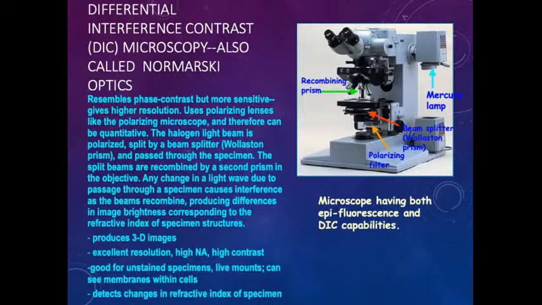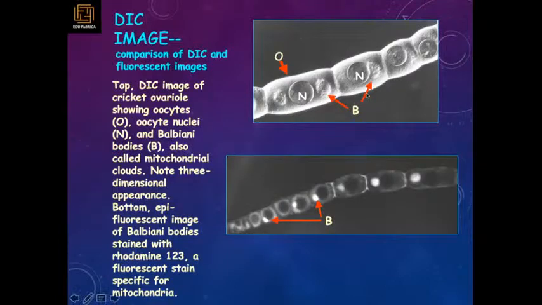Differential interference contrast is done to check 3D images, and gives quite high resolution, high numerical aperture, and high contrast. It has a mercury lamp on the side with a beam splitter, prism, and polarizing filter, so it has a combination of all the microscopes. This is quite an advanced one, this DIC. This is how you see quite 3D images in this.